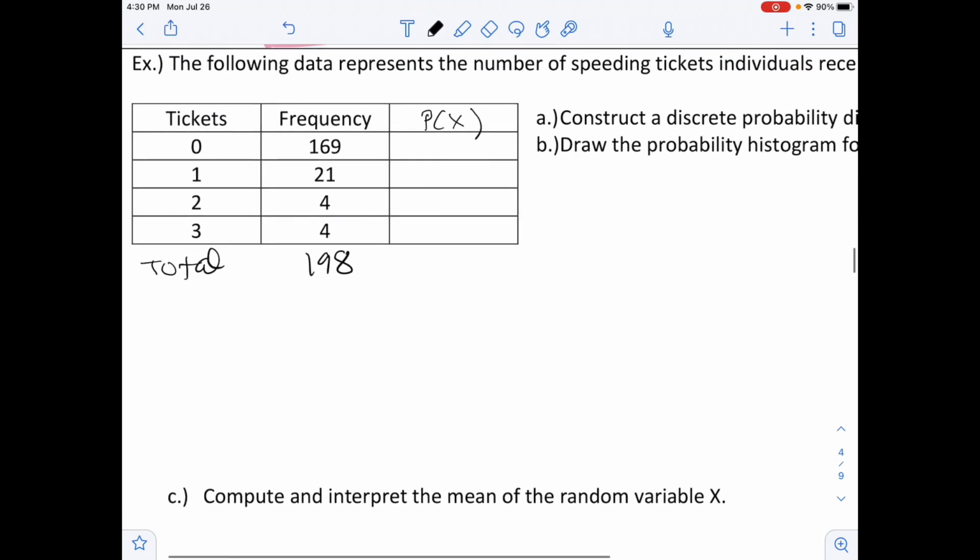So I'm going to go ahead and zoom in here. First probability is going to be 0.8535. And again, you get that by taking 169 and dividing by 198. The next one, taking 21 and dividing by 198, we get 0.1061. For the next random variable, we take 4 and divide by 198, and we have that for both of those. This is going to be 0.0202.